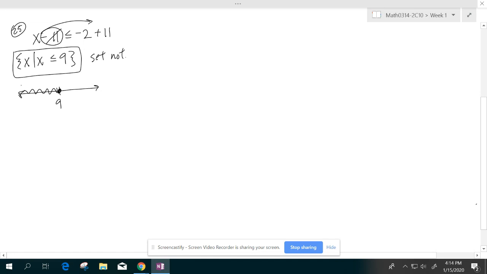Yeah, and it's not necessarily because it's behind it. It's because this says x has to be less than or equal to 9. And what kind of numbers are less than 9? Numbers to the left are less, right? Yeah. To the left means we're getting smaller.